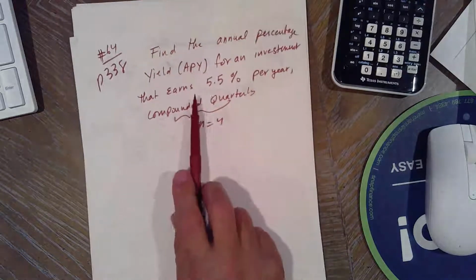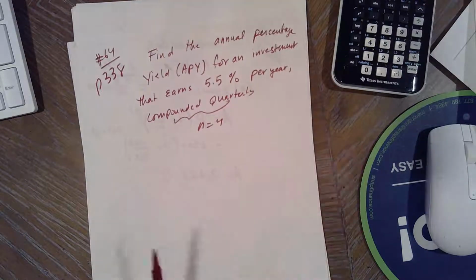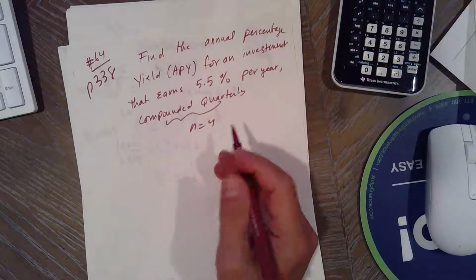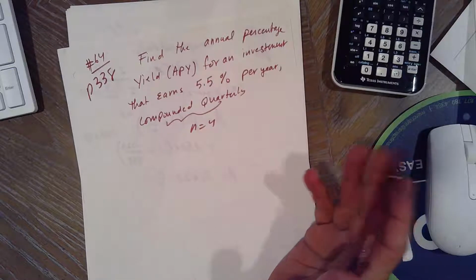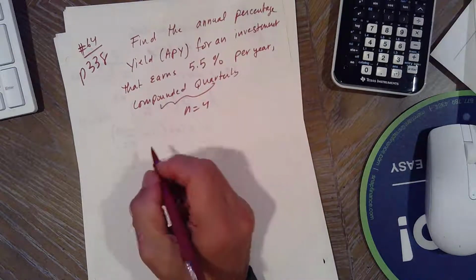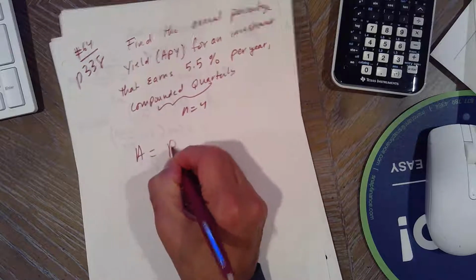So if you're earning 5.5%, what's the APY or APR? It's an investment, so they call it APY. If it was a loan, then it would be APR. Remember, sometimes they tell you, oh, your mortgage loan is 3%, but then APR is 3.25%. How do they figure that out? So we're using this formula.